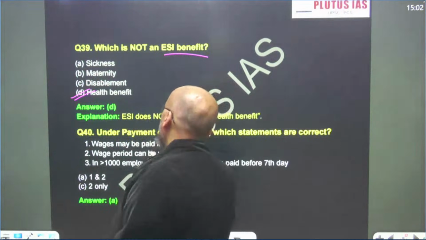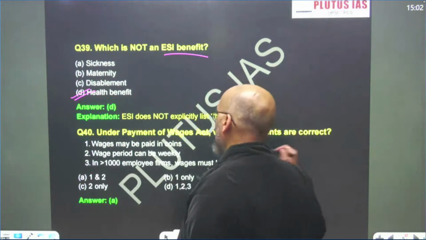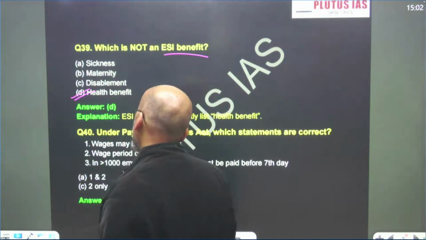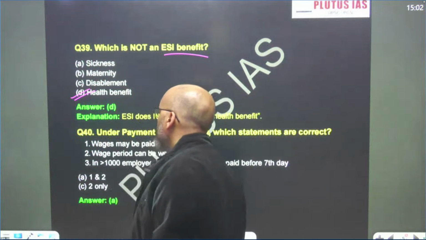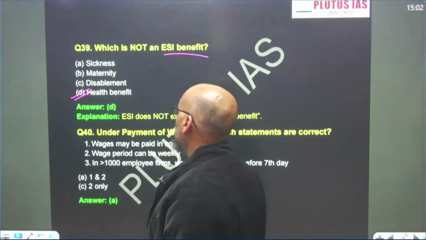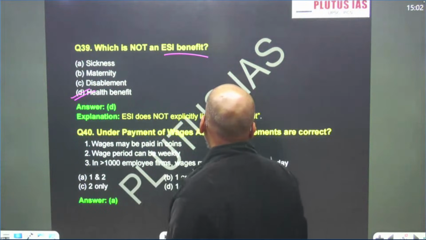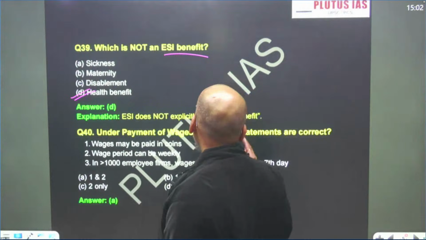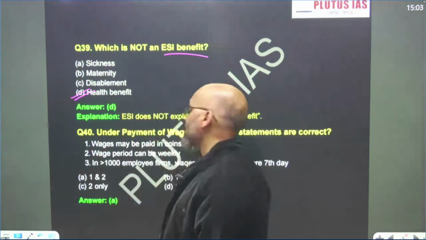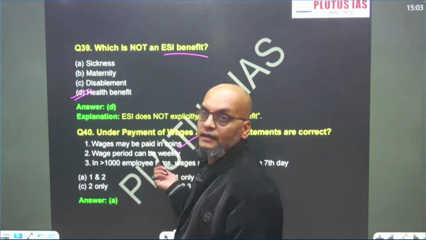Okay. Then it is saying under the Payment of Wages Act, which statements are correct? Statement 1, wages may be paid in coins. Okay. Statement 2, wage period can be weekly. Statement 3, in greater than 1000 employee firms, wages must be paid before 7th day. We have to tell which statements are correct. So let's examine the statements. Wages may be paid in coins, very much. Yeah, right. Wages can be paid in coins.